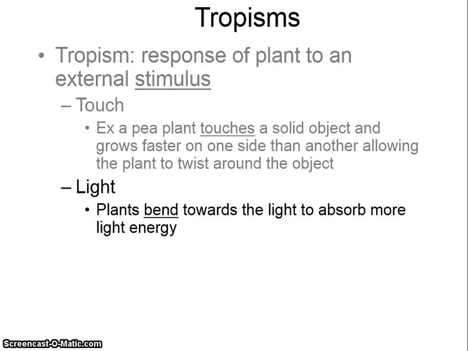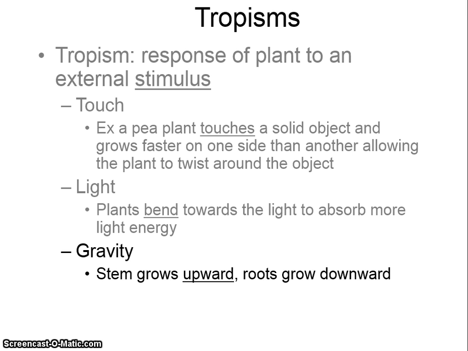Light tropisms, or light is a stimulus that causes plants to bend towards the light and absorb more energy. And gravity, okay, the stem grows upward and the roots grow downward.